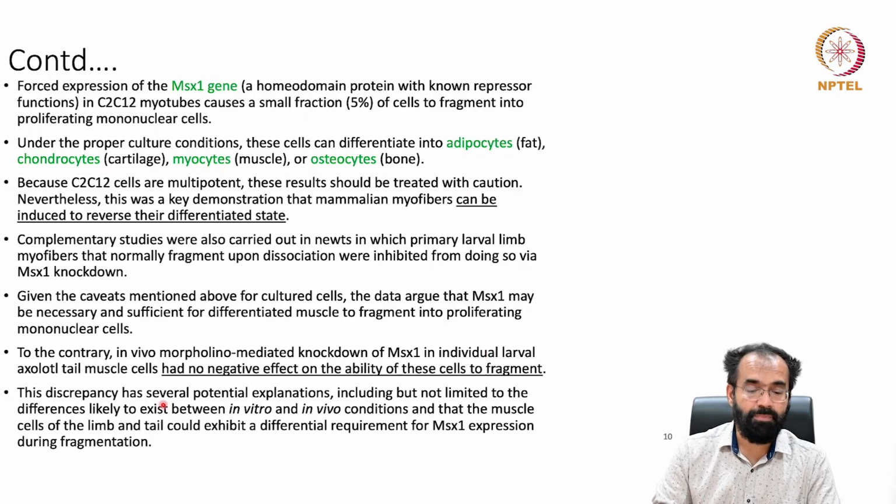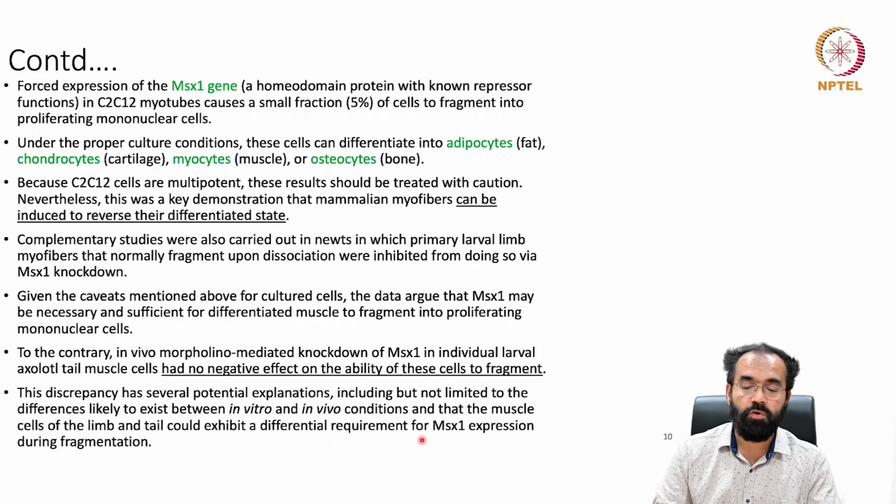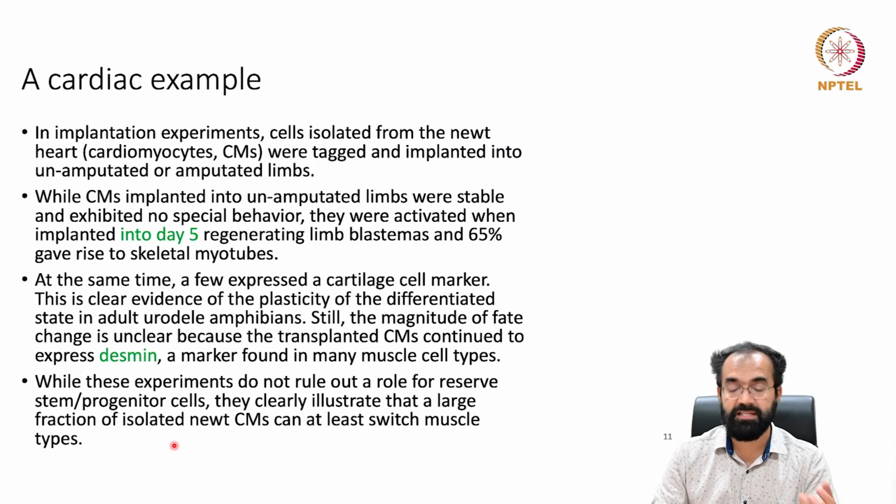This discrepancy has several potential explanations, including but not limited to the differences that likely exist between in vitro and in vivo conditions, naturally, because the in vitro petri dish condition is different from the live animal condition, and that muscle cells of the limb and tail could exhibit a differential requirement for MSX1 expression during fragmentation. Depending upon which species and which tissue you are talking about, MSX dependency can vary.